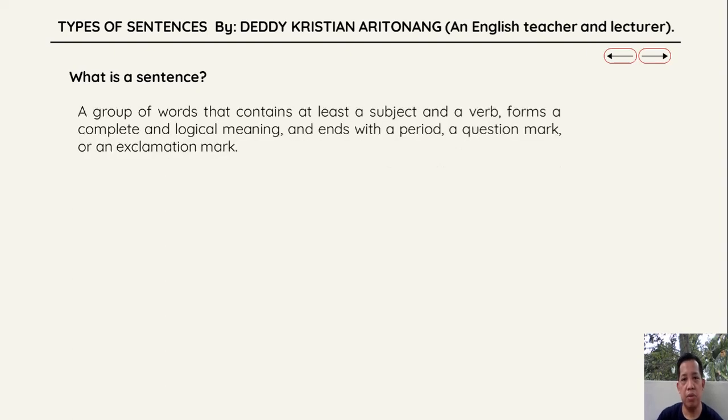Okay, what is a sentence? In my previous video, I defined a sentence as a group of words that contains at least a subject and a verb. But today, I have other additional parts. So a sentence is not just a group of words that contains at least a subject and a verb. It has to fulfill two other requirements. In other words, a sentence should form a complete and logical meaning, and a sentence should end with a period, a question mark, or an exclamation mark.